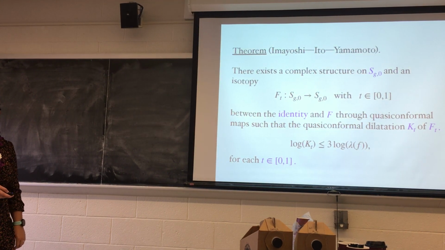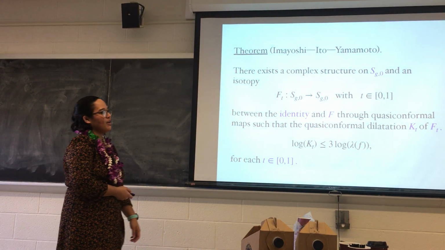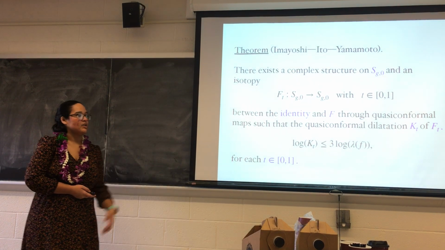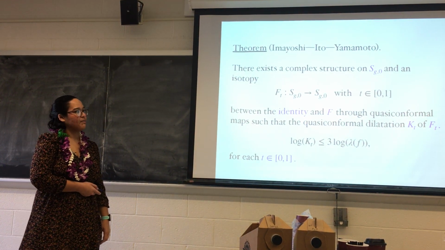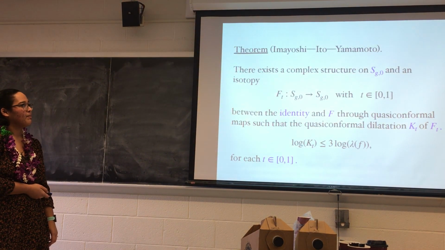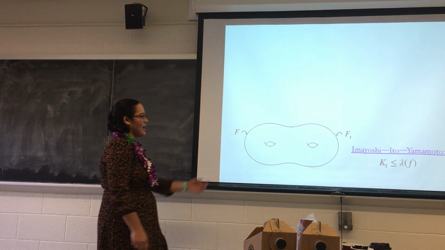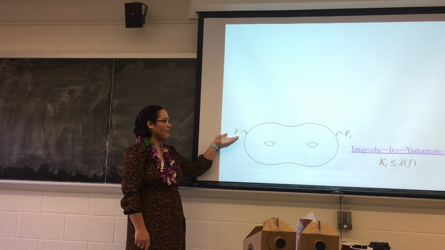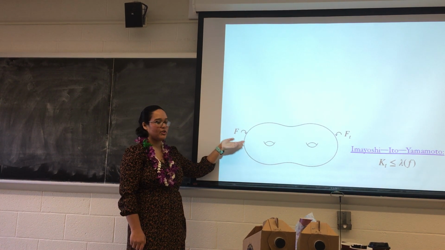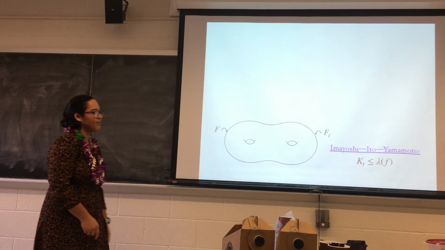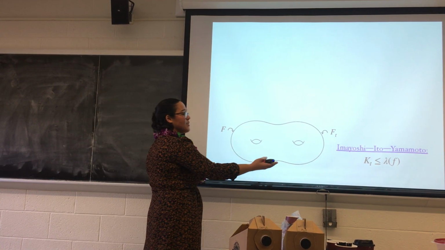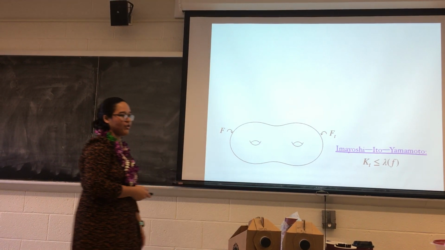So this is nice because this gives us a way of moving from the pseudo-Anosov dilatation to this quasi-conformal dilatation of this isotopy. So this is my picture for that. We go from our map F, which is the induced map on the closed surface, to this isotopy F sub t. And we go from looking at the pseudo-Anosov dilatation to now this quasi-conformal dilatation.